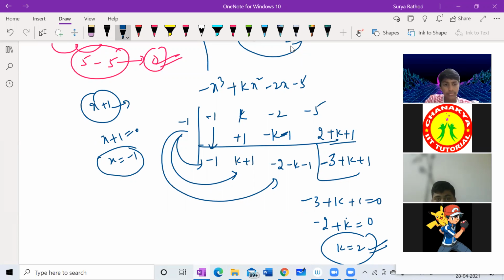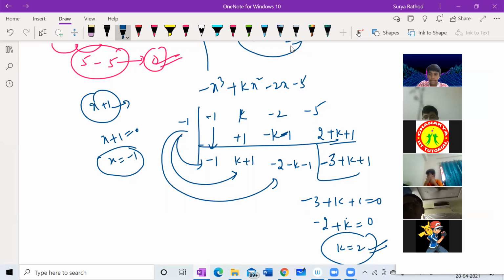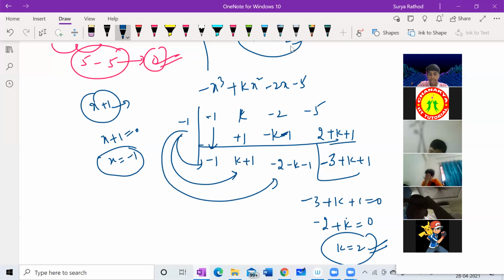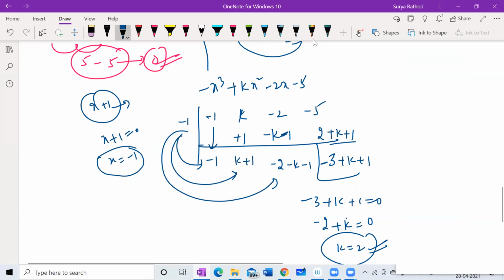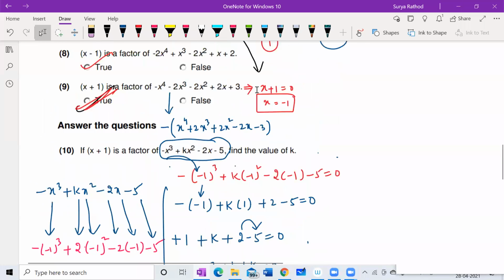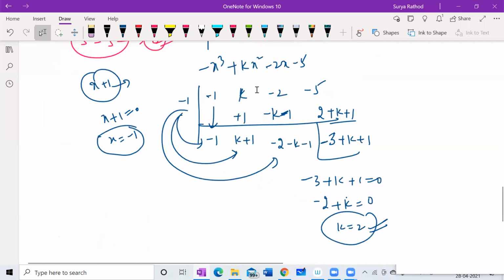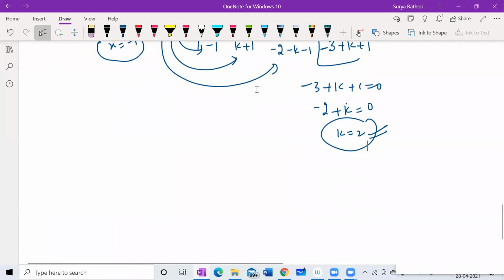Who is asking? Sir, I need to ask you something. I didn't understand the synthetic method of division. Synthetic method of division, you didn't understand? We have solved so many questions, right? So not an issue. We'll go with that.